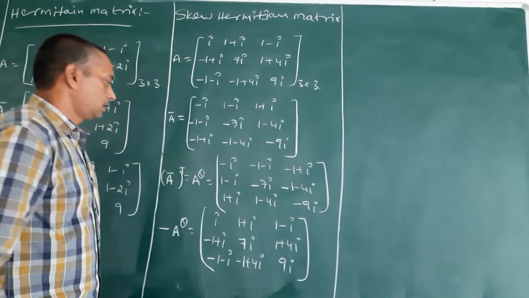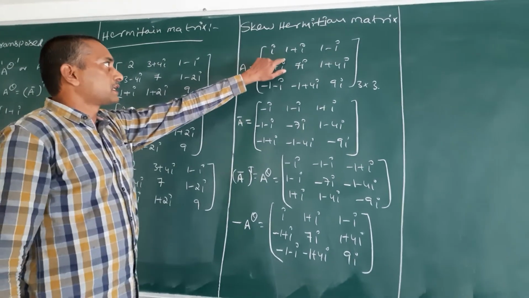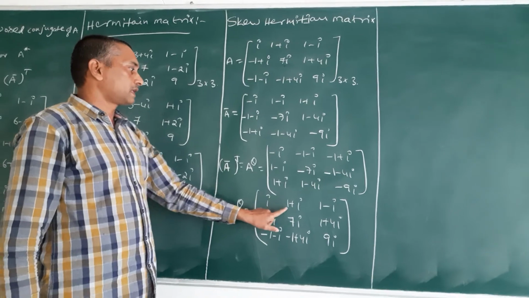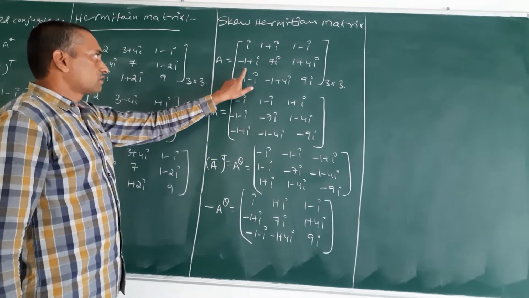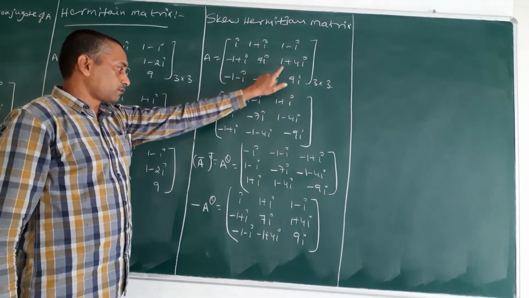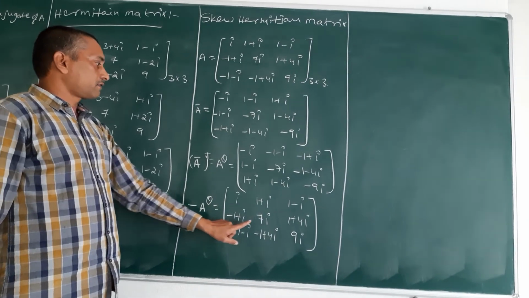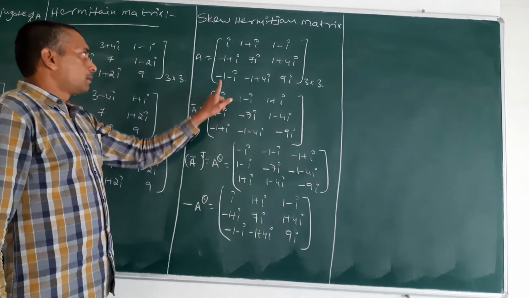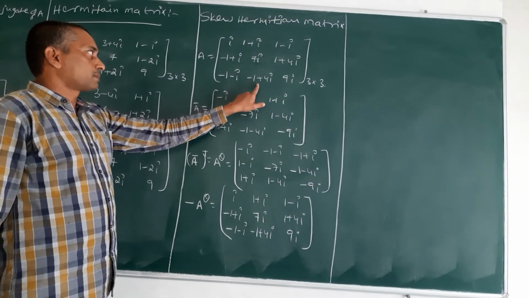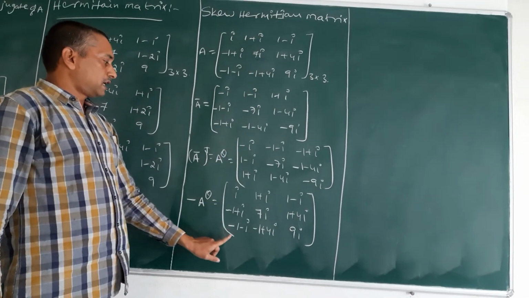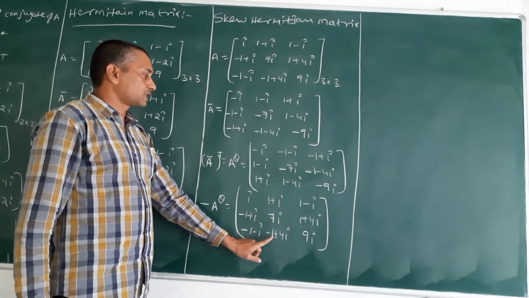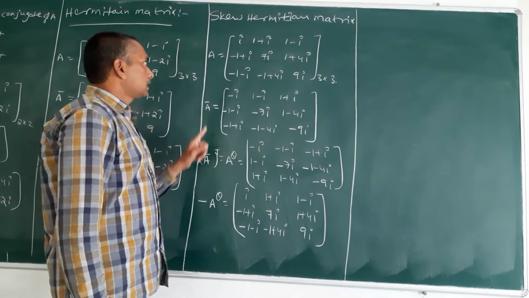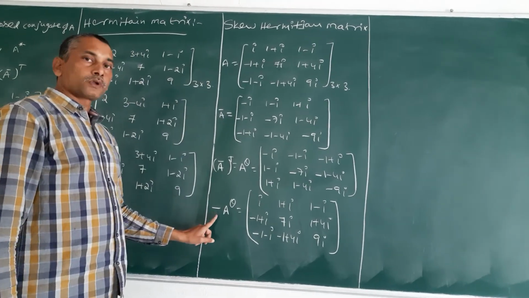Here, the matrix is i, 1 plus i, 1 minus i; minus 1 plus i, 7i, 1 plus 4i; minus 1 minus i, minus 1 plus 4i, 9i. Here A equal to A to the power of minus theta.